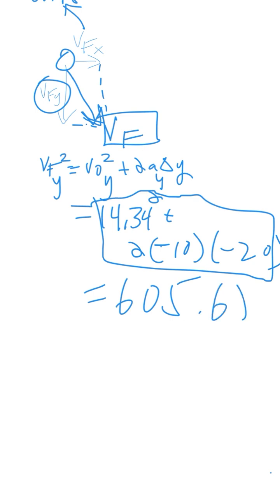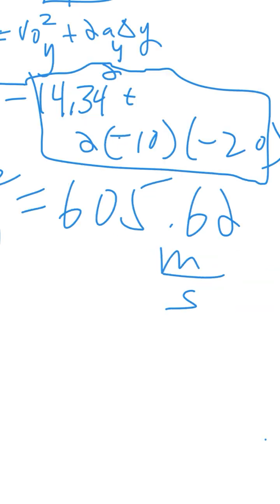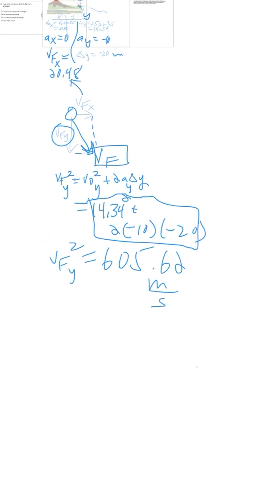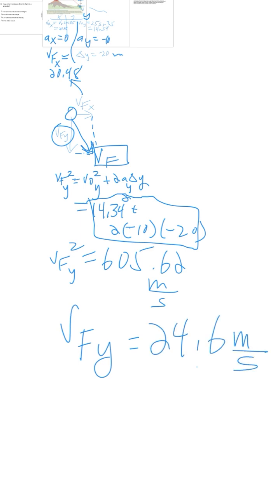Okay, so I get 605.62 meters per second. That's what VFY is. Actually, that's what VFY squared is. That's too big for VFY. So VFY is equal to 24.61 meters per second.